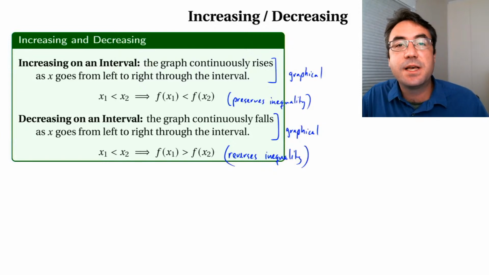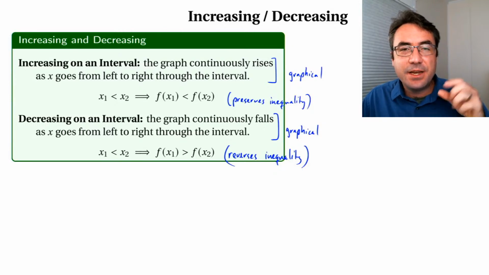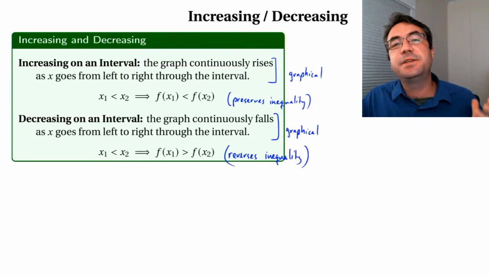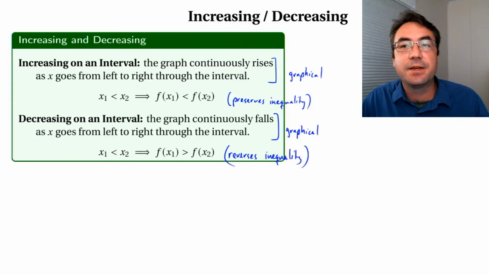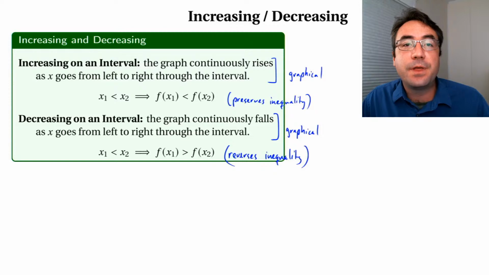So if x1 is less than x2, then f of x1 is greater than f of x2. So these inequalities, this is how we precisely define increasing and decreasing. As it turns out, it's difficult to prove that a function is increasing or decreasing just using those inequalities.